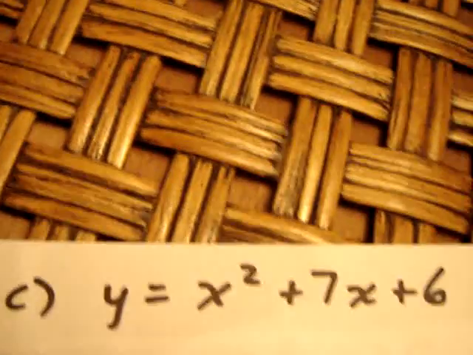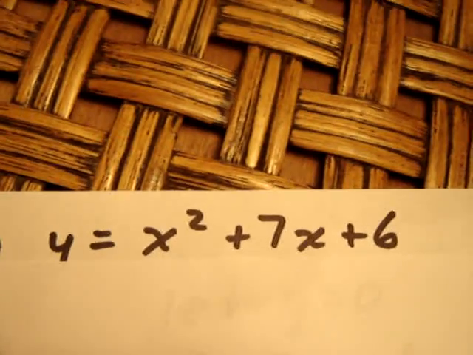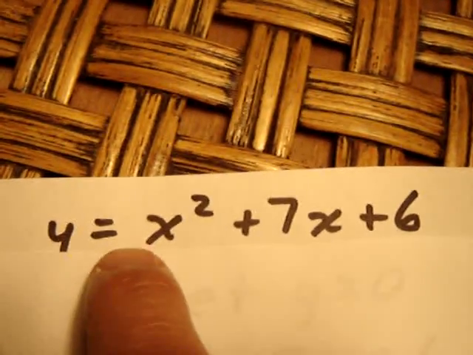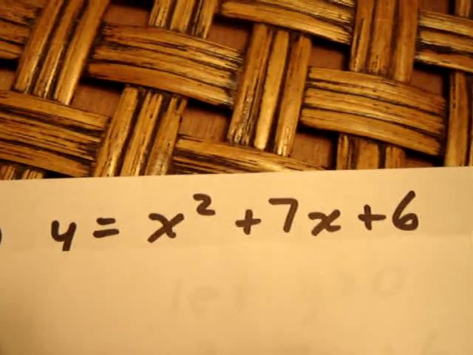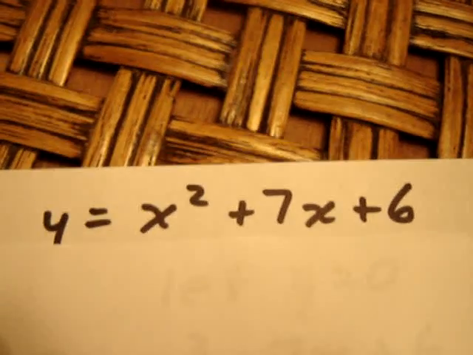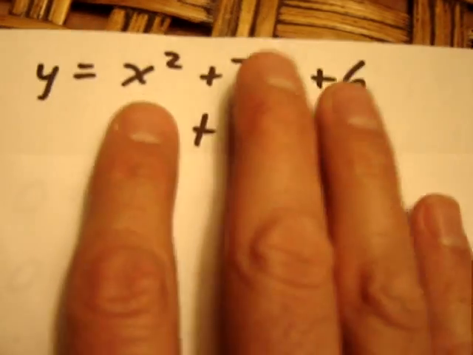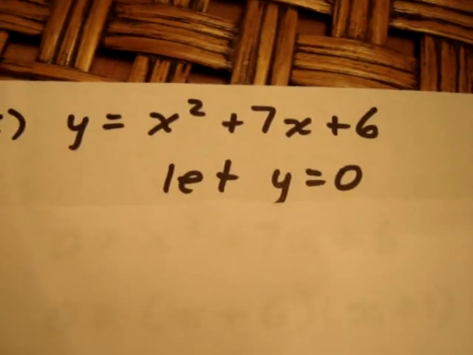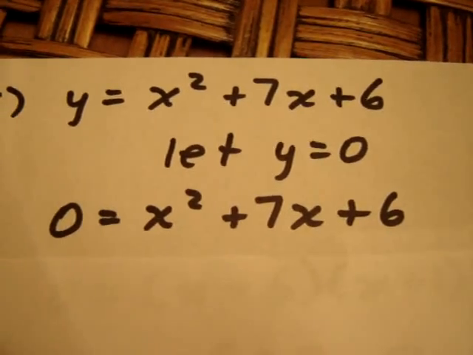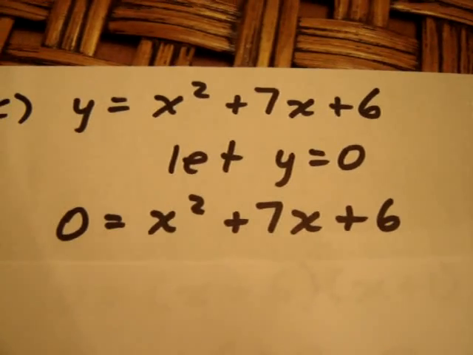For our last one here, we look at y equals x squared plus 7x plus 6. Well, this is a bit of an easier question because our leading coefficient is 1. Nothing to common factor at the start. So, we let y equal 0. That means 0 equals x squared plus 7x plus 6.